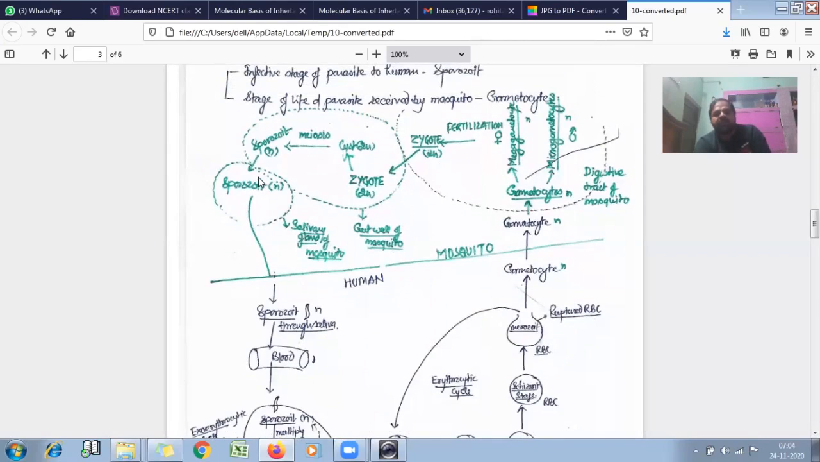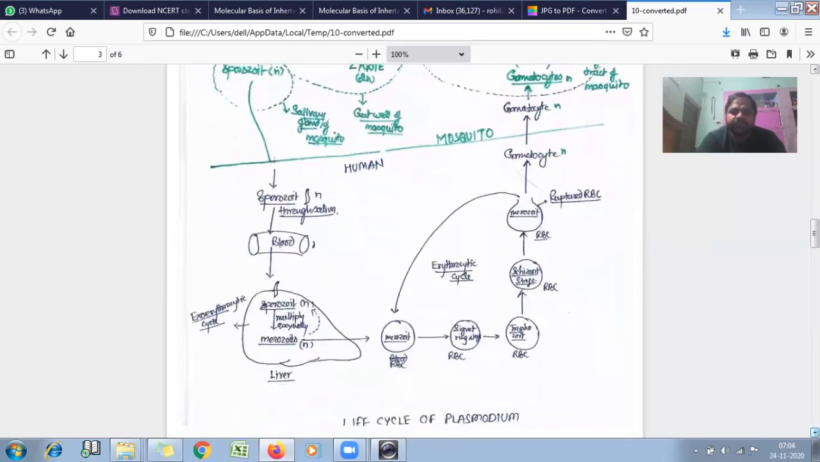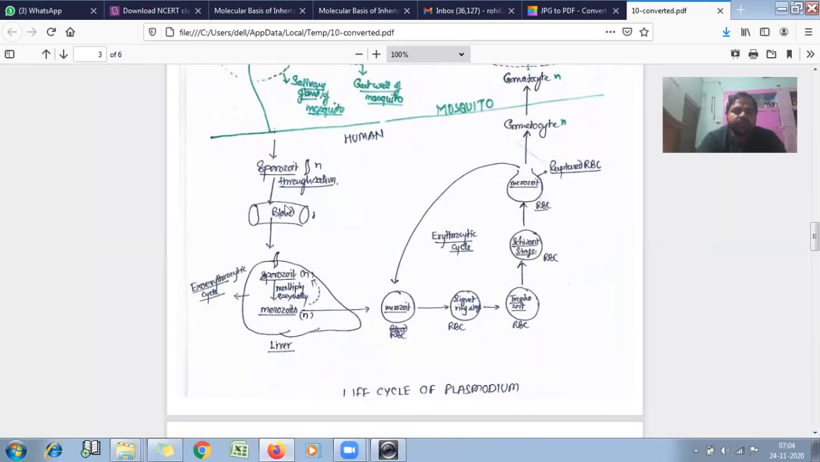We can see here that sporozoites which are present in the salivary gland of the mosquito are injected into the blood of the human. When the mosquito bites, then with the saliva, this parasite enters into the blood of the human being, and the stage of this parasite is sporozoite, and it is haploid in nature. These sporozoites have been injected into the blood.